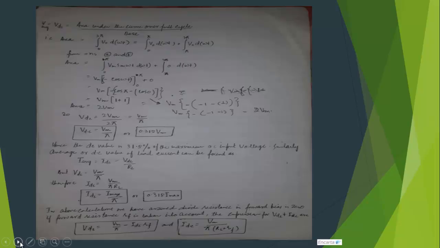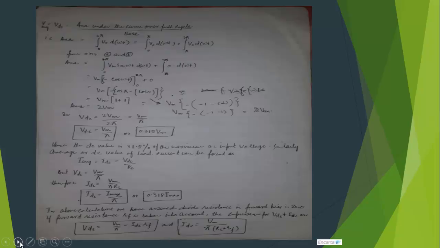Similarly, the average or DC value of load current can be found as I average, that means IDC. It is equal to VDC divided by load resistance RL. As we know, VDC is equal to Vm by pi. Therefore, IDC is equal to Vm by pi RL. So we can write that IDC is equal to I max by pi, or 0.318 times I max.